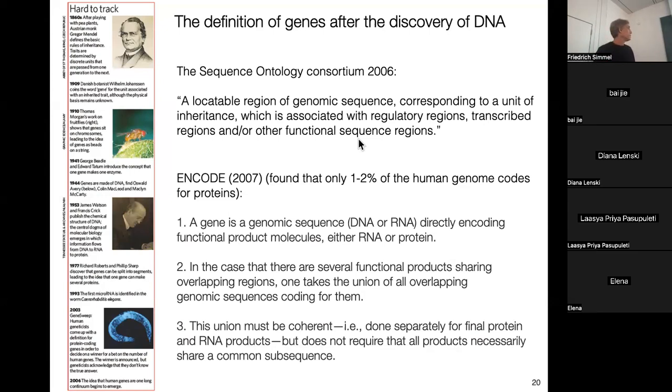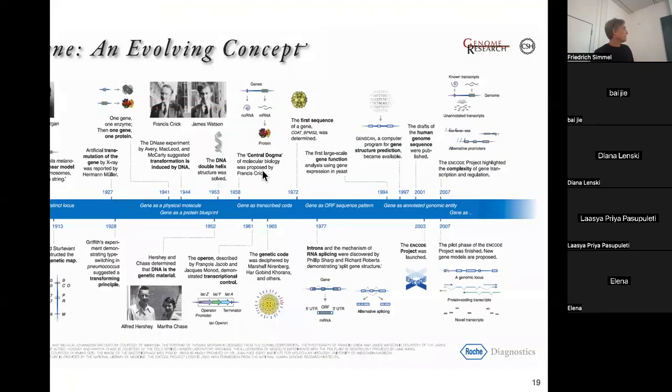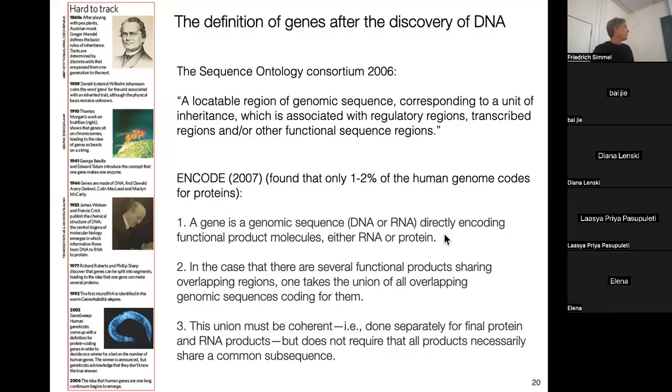The reason this definition was adopted is the ENCODE project, where they studied essentially all the products generated from a genome by transcription in a cell. They found that only 1 to 2% actually generate proteins, and all the other parts of the genome are transcribed, but they mainly generate RNA molecules, some non-coding RNA, mainly regulatory RNAs. So when you take the traditional point of view that a gene codes for a protein, this is simply not true.